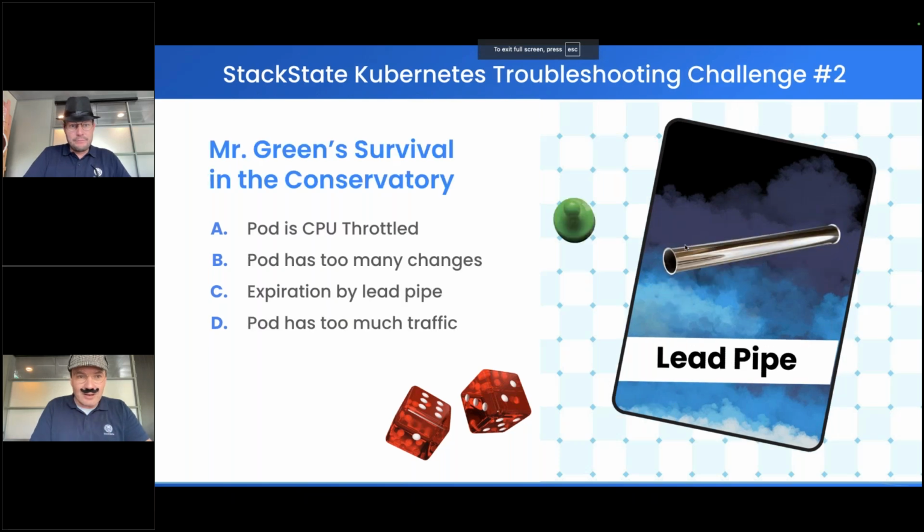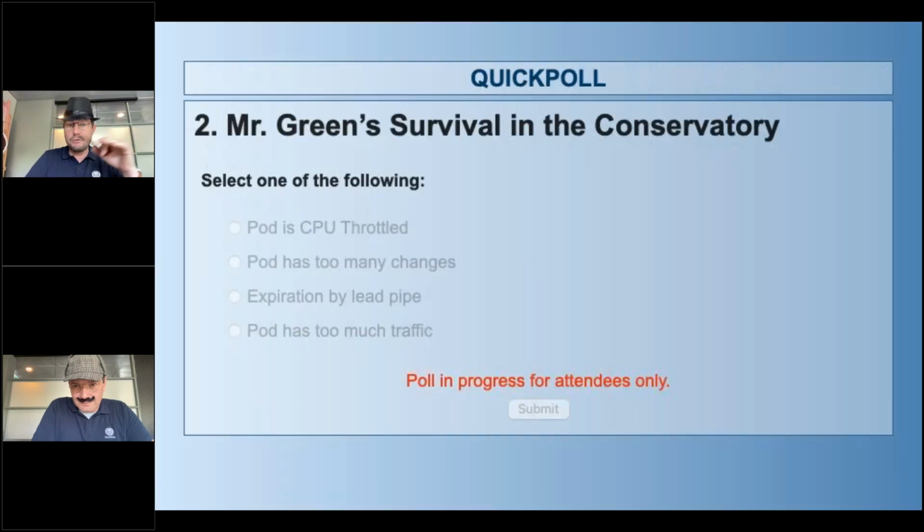Let's go quickly to our second dilemma. The second dilemma, Mr. Green's survival in the conservatory. In this case, it could either be that the pod was CPU throttled, it had too many changes, it was expired by using a lead pipe, or the pod has too much traffic going towards it. So let's go back to the same link, l.stackstate.com/challenges-2024, or just click back in your browser, or use the main menu, views, challenges, and we'll start a timer and give you another 2 minutes to get to the answer.